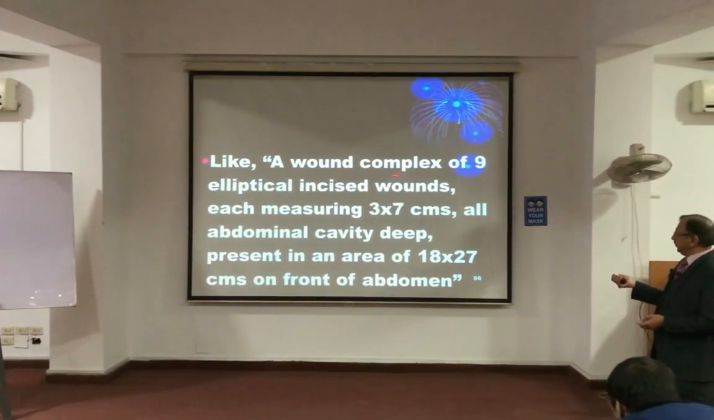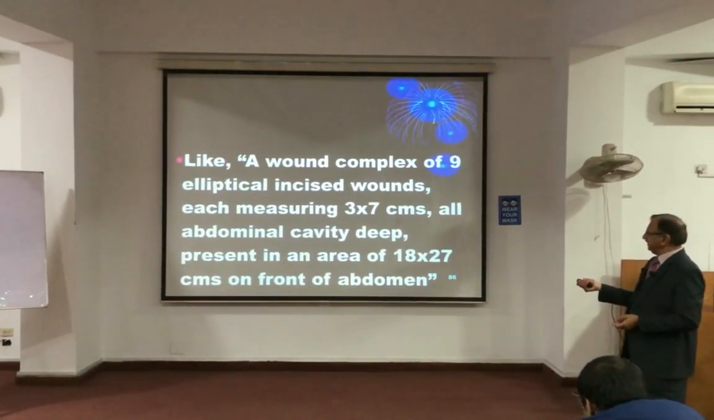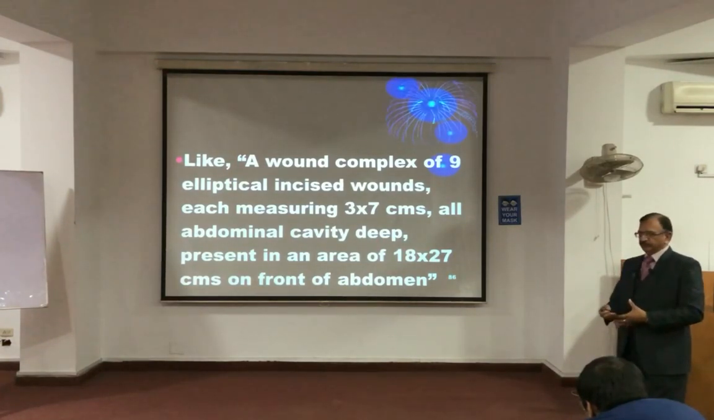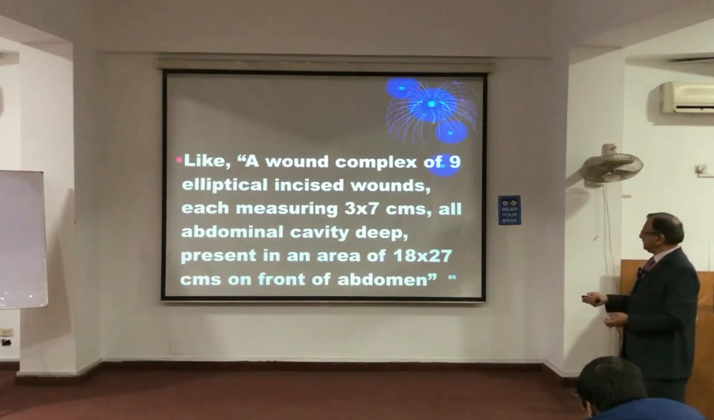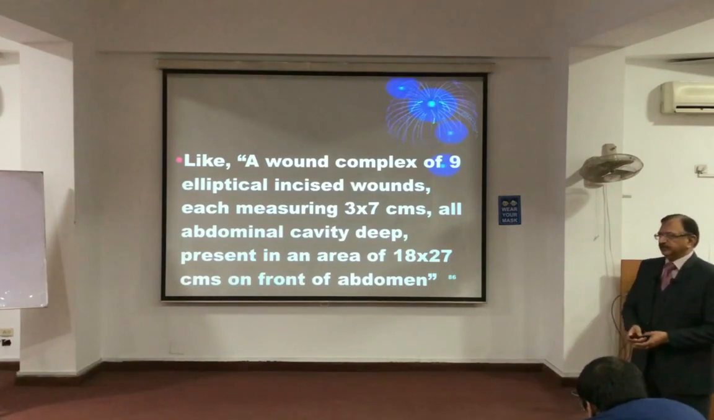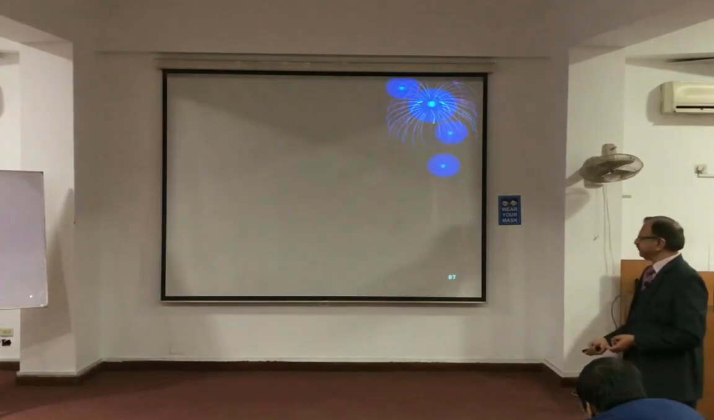Like a wound complex of 9 elliptical incised wounds, each measuring 3 into 7 centimeters, all abdominal cavity deep, present in an area of 18 into 27 centimeters on the front of abdomen. So instead of describing each injury, you can group them together if they are multiple.